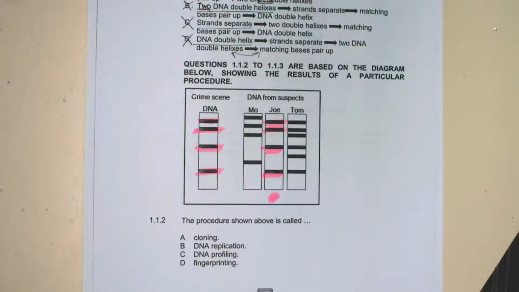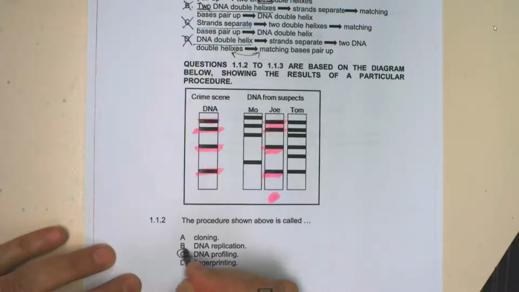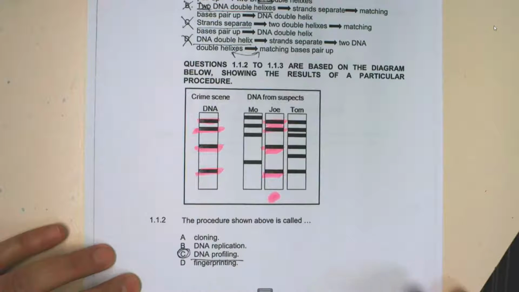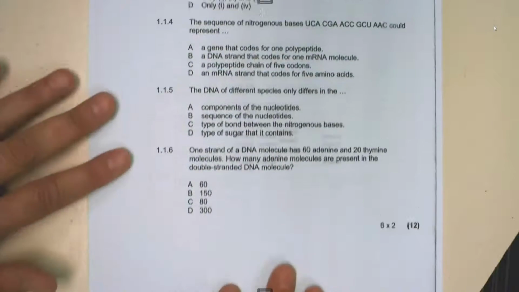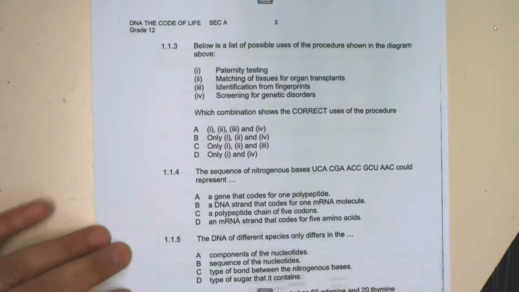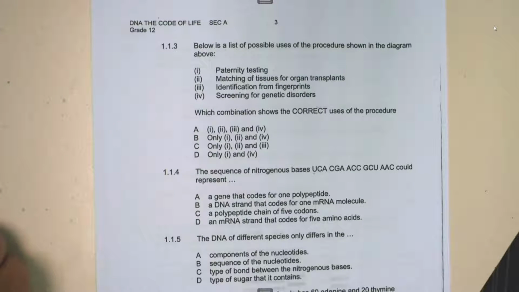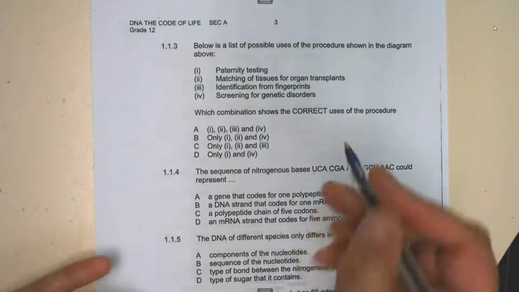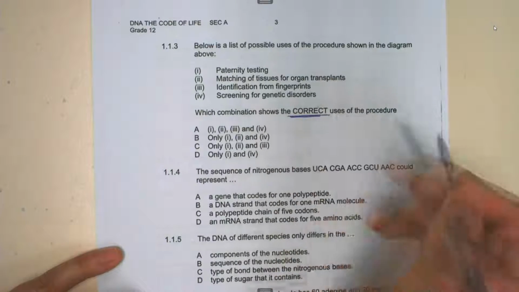You just need to know that that is DNA profiling. So the answer is number C. Now, 1.1.3, if you can remember, it's still about DNA profiling. But now this is a different type of question where they list things and then they ask you to give the correct combination.